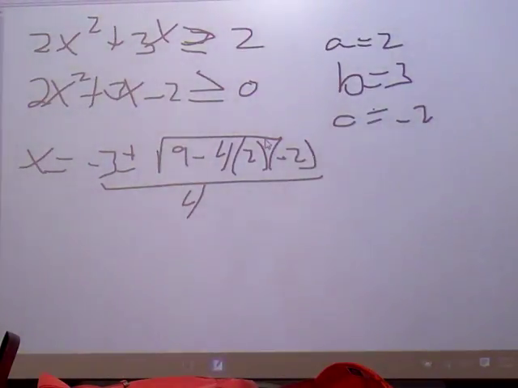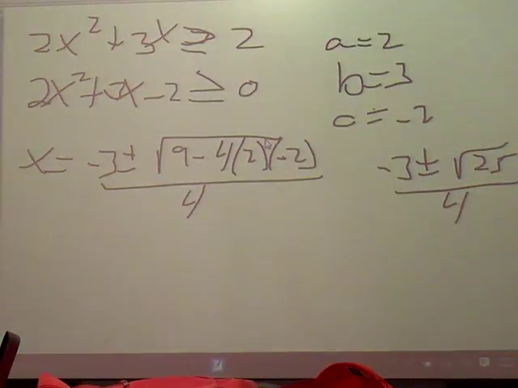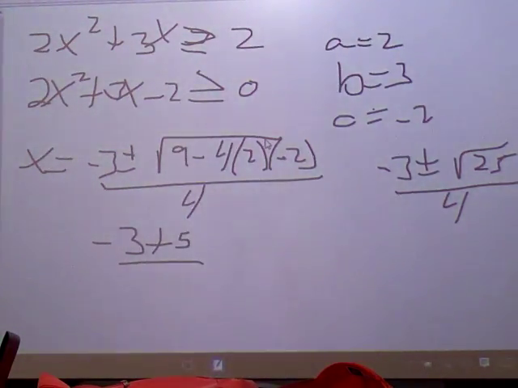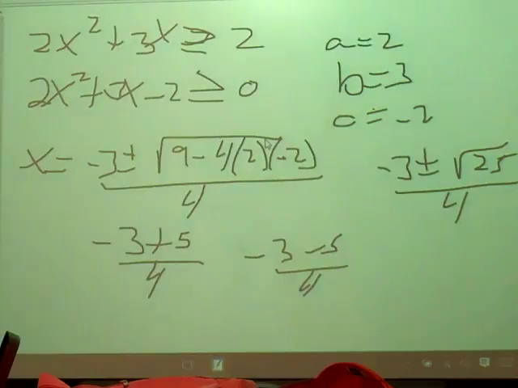So I got 4 times 2 is 8, times 2 is 16. So 9 plus 16 gets me 25. So I've got negative 3 plus or minus the square root of 25, divided by 4. That's an easy one because you know the square root of 25 is 5. So you're looking at negative 3 plus 5 divided by 4, and negative 3 minus 5 divided by 4. Those are your two problems that we need to work.